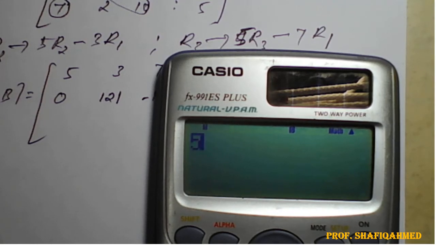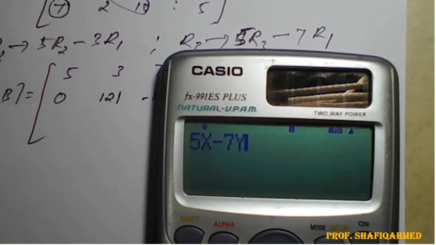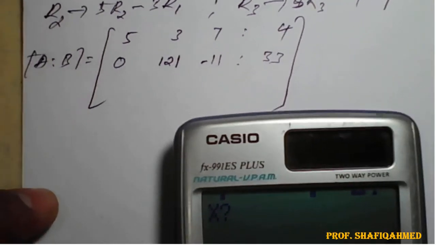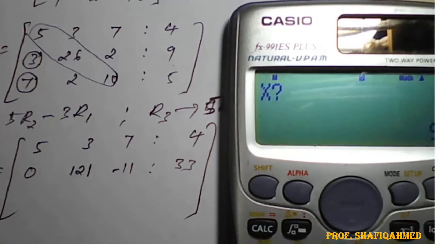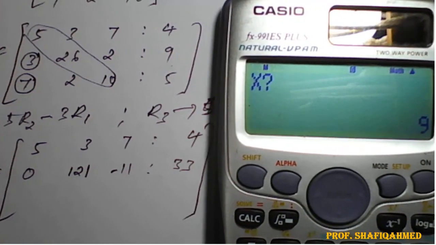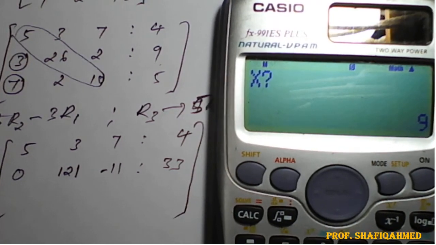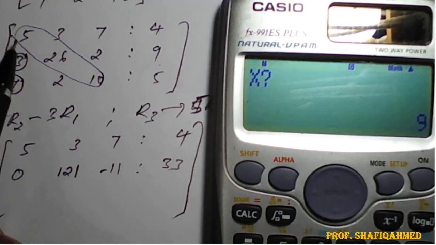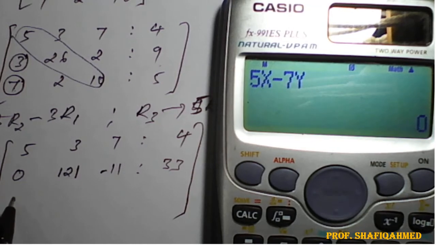So 5 alpha x minus 7 alpha y. So x belongs to R3 and y belongs to R1 now. So this formula will need to replace x and y. So we'll see what happens. So x value is 7, y value is 5. So answer is 0. So just you can see.